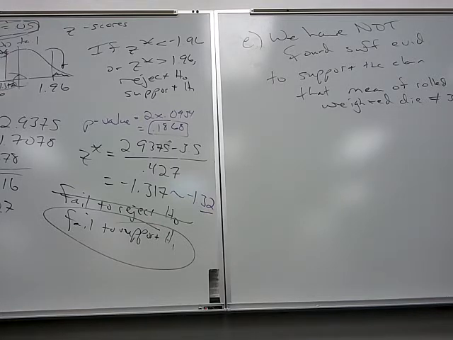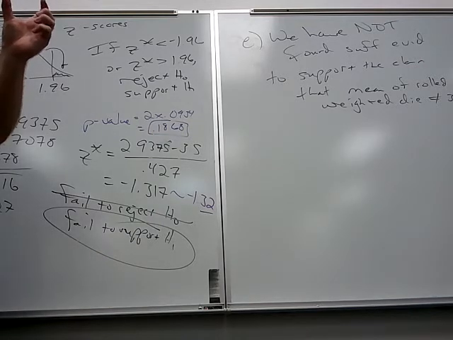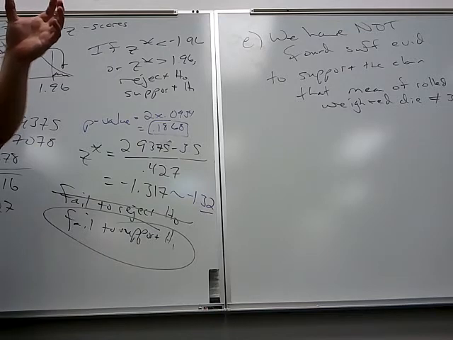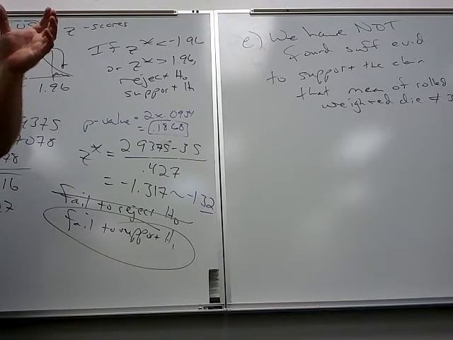For the confidence interval question, it was 90% confident. If there's 90% confidence, how much is in two tails? The remaining 10%. How much is in one tail? 5%, 0.05.